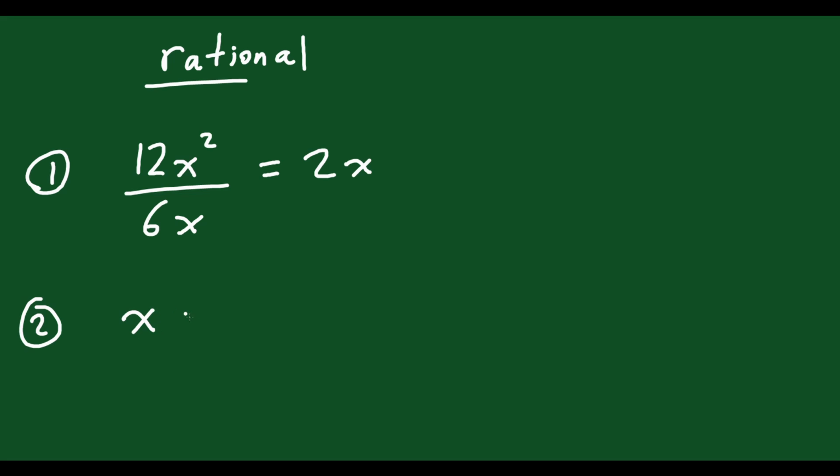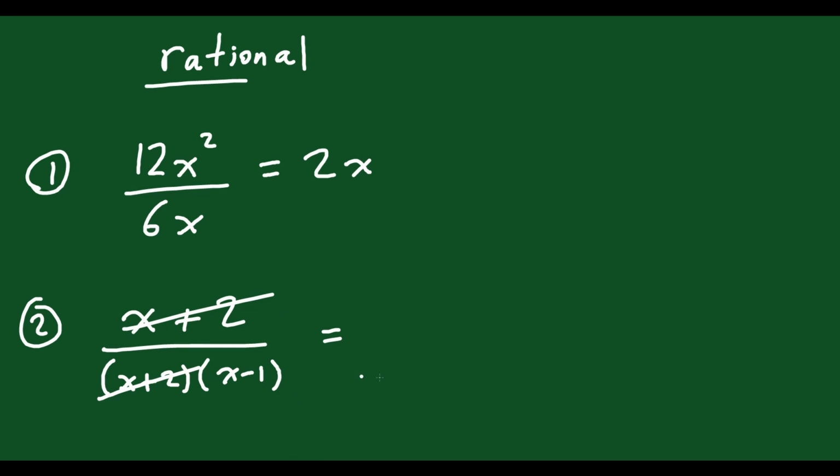What if I have x plus 2 divided by x plus 2 times x minus 1? Well, you notice that the x plus 2 and x plus 2 on the bottom will cancel, and so you'd be left with 1 over x minus 1. However, we would have to state some restrictions here, right?